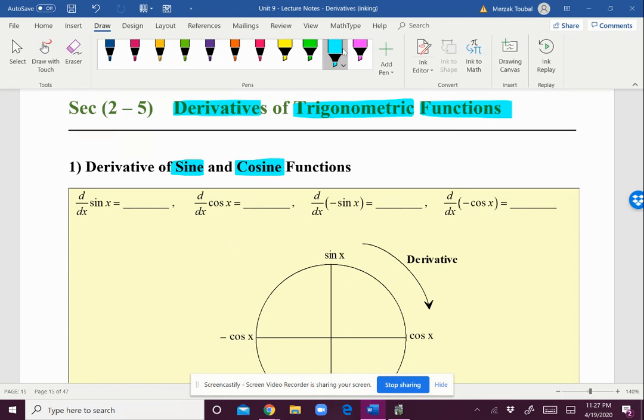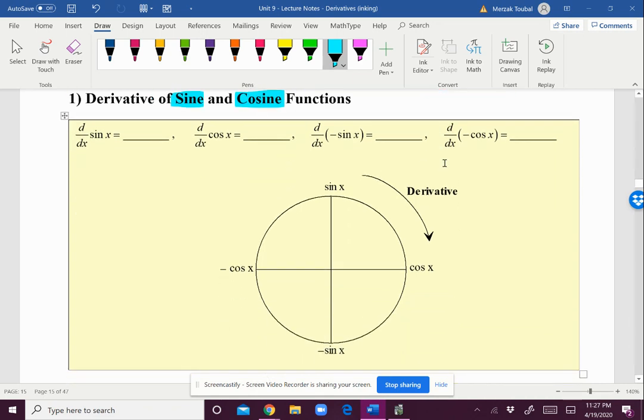Now, we're going to be using a trick actually to determine the derivative of sine function, derivative of cosine, derivative of negative sine, and negative cosine. Let's use the unit circle. On the unit circle, the x-axis is the cosine axis, or the cosine axis is the x-axis.